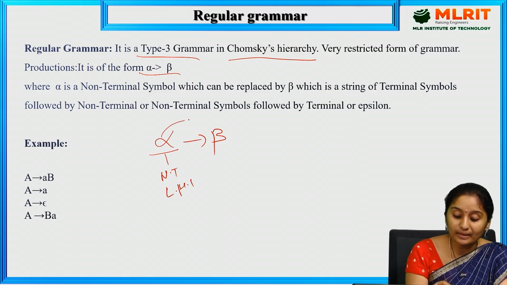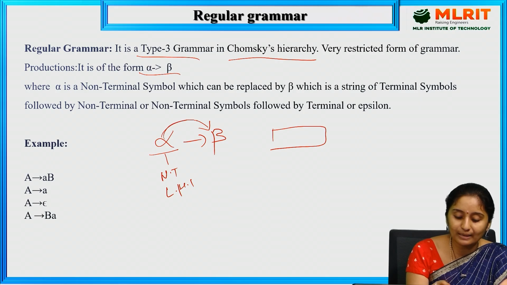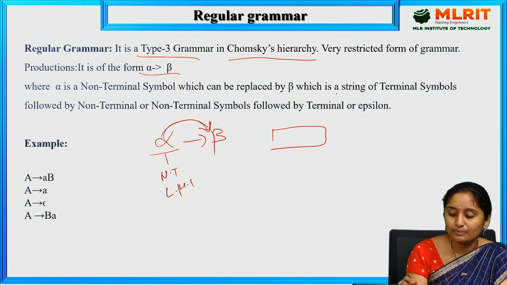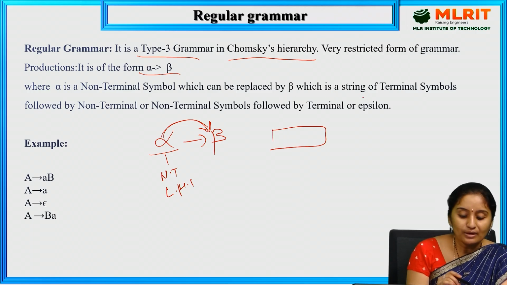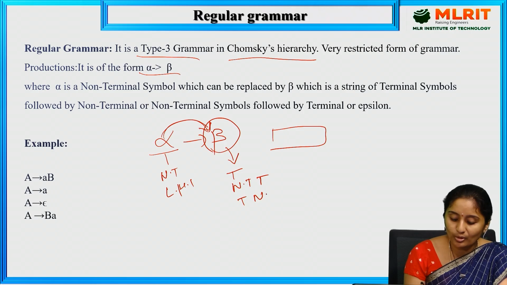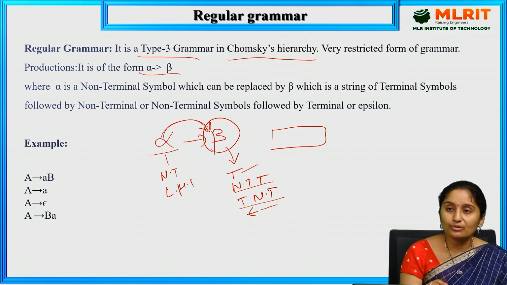and this alpha can be replaced with beta. Whenever in my string I see this alpha, nothing but the non-terminal, it can be replaced with beta, which is a string of terminal symbols. The beta can be a single terminal, or epsilon, or non-terminals followed by terminals, or terminals followed by non-terminals. In this way the production rules are going to be written.